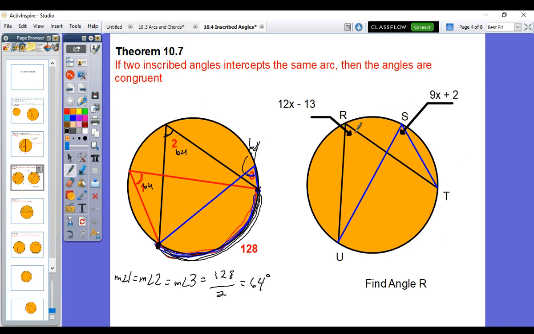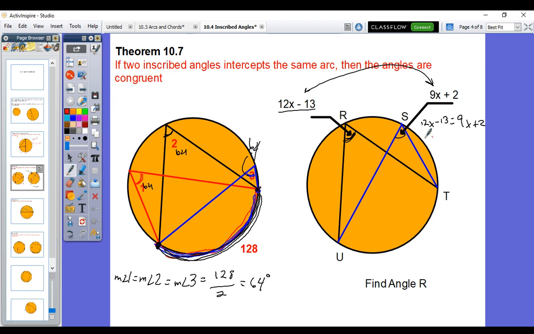That being said, let's look at this. We want to find ultimately the value of angle R. Now we do know that this represents R, this represents S. What they both share in common is that the arc of angle R goes from U to T. The arc of angle S goes from U to T. They share the same arc. That means they are equal to each other, so their equations equal each other. So we can say 12x minus 13 equals 9x plus 2.